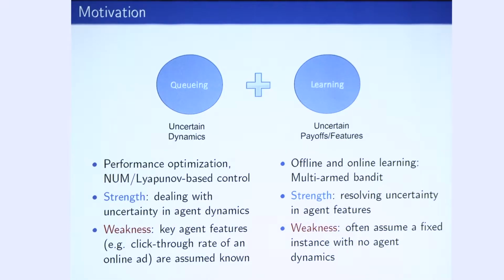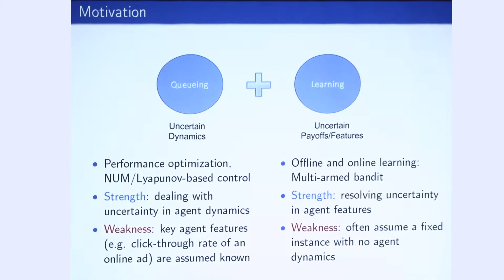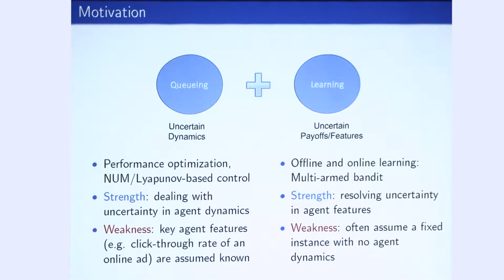On the other side, there's also a huge body of research on learning uncertain features. It includes offline learning from historical data, for example collaborative filtering, and also online learning from online feedback, such as multi-armed bandits. This body of research has developed very sophisticated algorithms and theory to resolve uncertainty in agent features. But the weakness is that they often assume a fixed instance without agent dynamics. For example, in the classical multi-armed bandit problem, there is a fixed agent pulling different arms. There's no agent arriving or departing from the system.